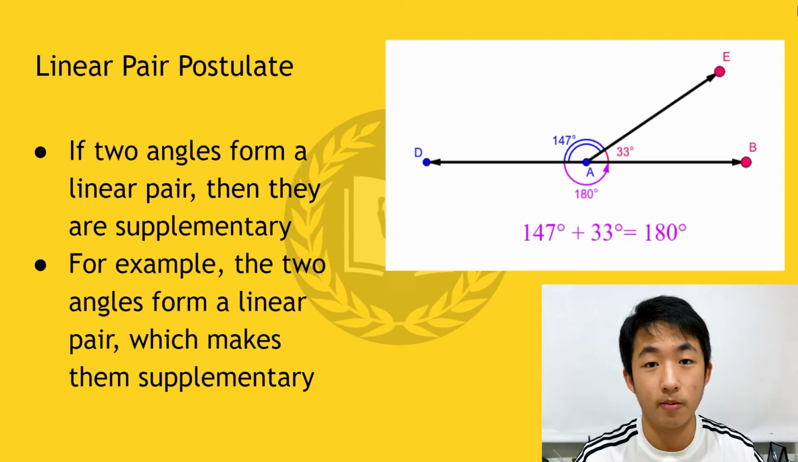Next up, the linear pair postulate. If 2 adjacent angles form a linear pair, this means that they are supplementary. This example is replicated on the diagram on the right.